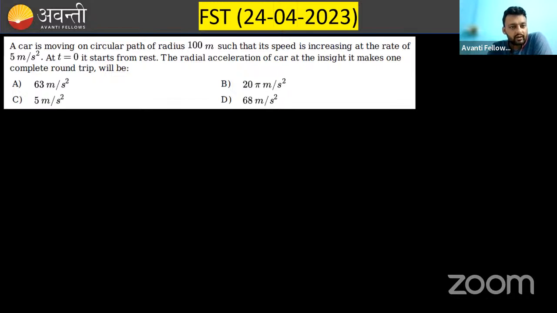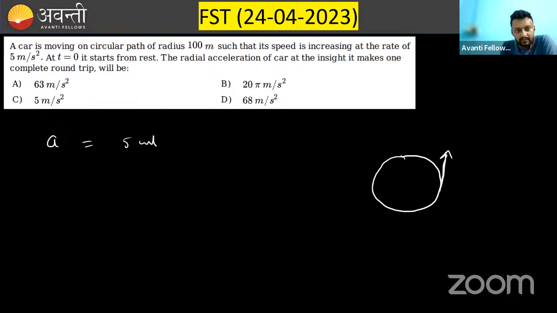A car is moving on a circular path of radius 100 meter, such that its speed is increasing at the rate of 5 meter per second square. That means its tangential acceleration, its linear speed, is increasing. That means acceleration is given as 5 meter per second square. At t equals 0, it starts from rest.